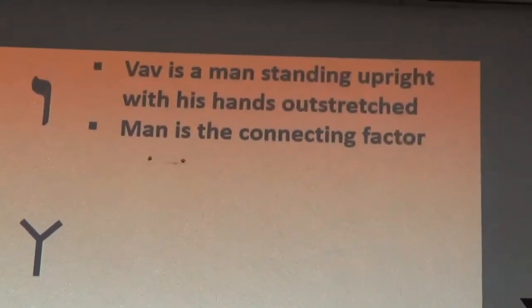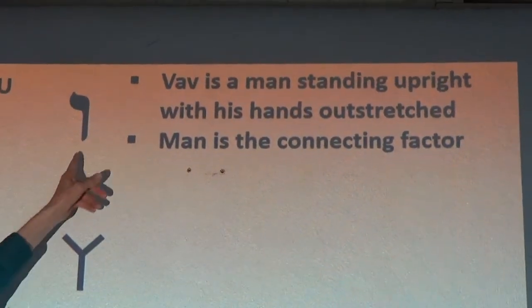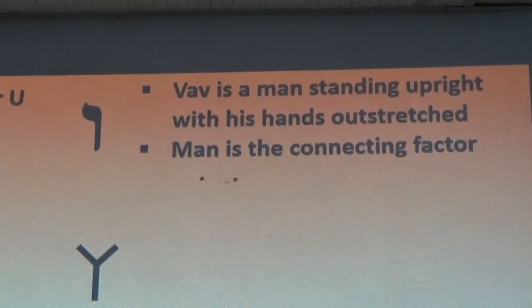Okay, let's do the top one first. Vav is a man standing upright with his hand outstretched. Basically, this is a man standing upright. It's a vertical line, and we're going to talk more about that in a little bit. It's a vertical line with a yud attached to it. What is yud? It's a hand. So this is a man with his arms up.